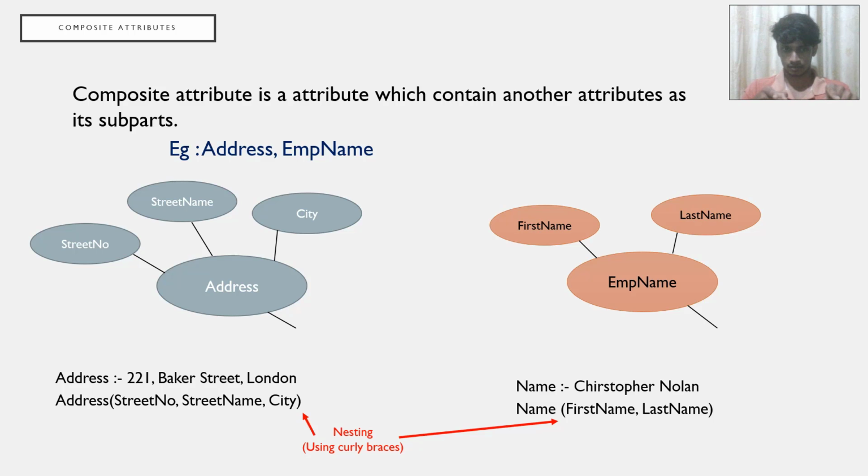Okay, so if you look closely at this example, this address is within curly brackets. Address within curly brackets is street number, street name and city, and name within curly brackets is first name and last name. We call that notation or concept nesting, because that attribute is a composite attribute which has subparts of other attributes, so those attributes will be nested, or let's say a collection.